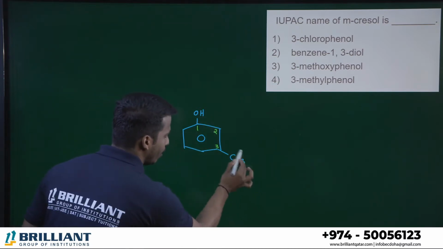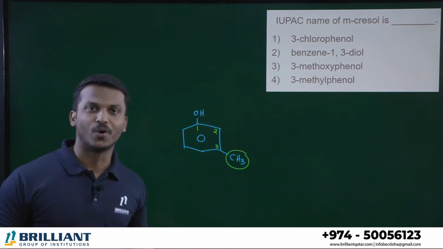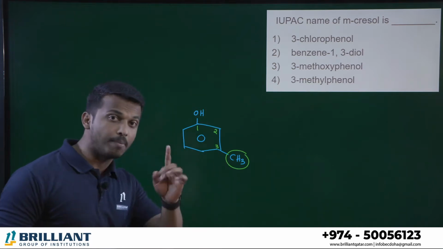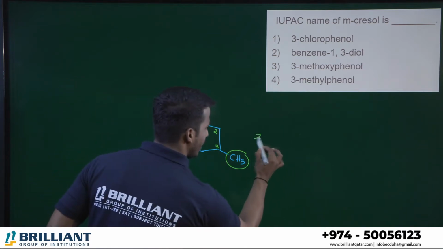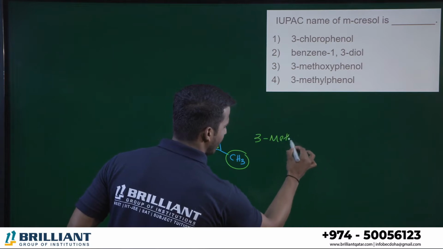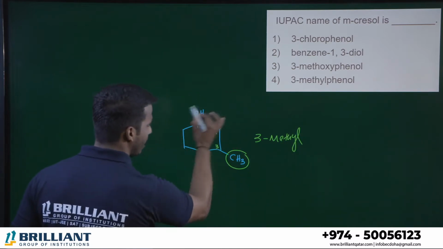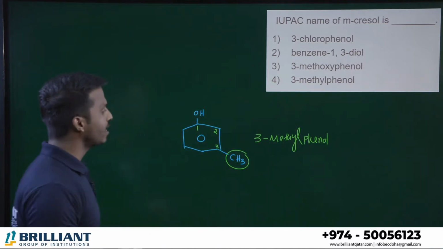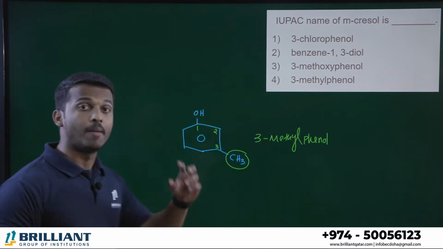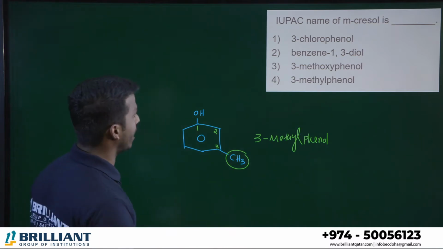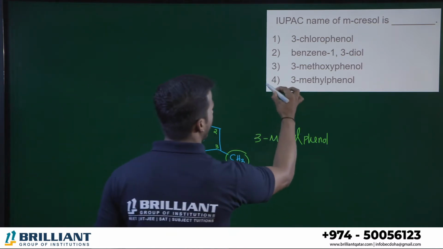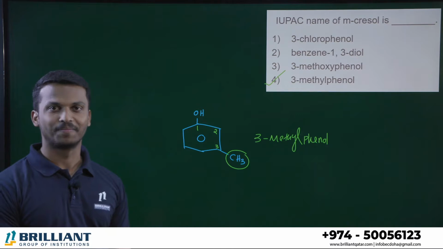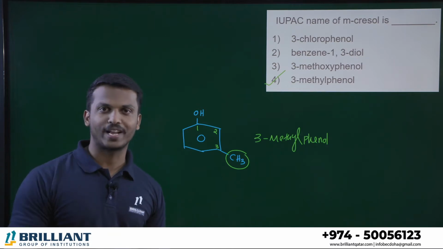Third position, you have a methyl group. Yes or no? Third position, you have a methyl group. So what's the name? 3-methyl. What is the remaining species? Phenol. 3-methyl phenol. That is the IUPAC name of metacresol. So what's your answer? 3-methyl phenol. Option 4 is the correct answer. Alright, so shall we go to the next question?